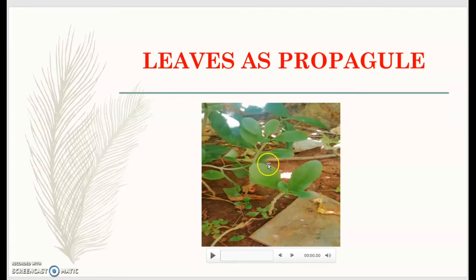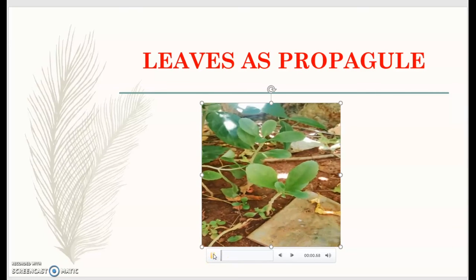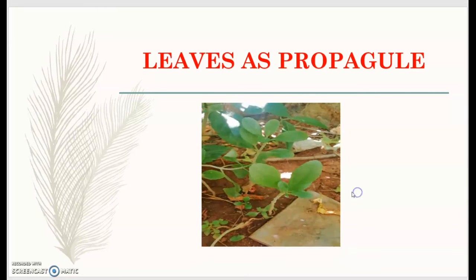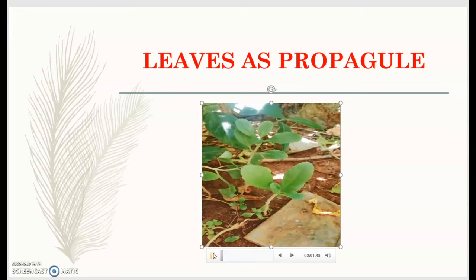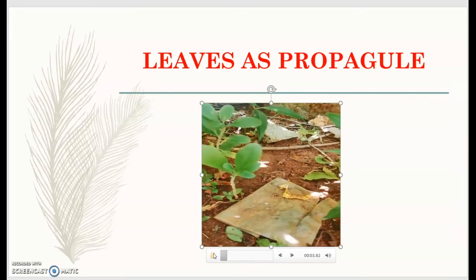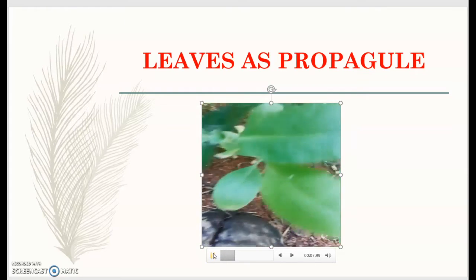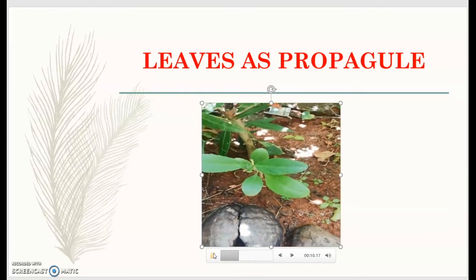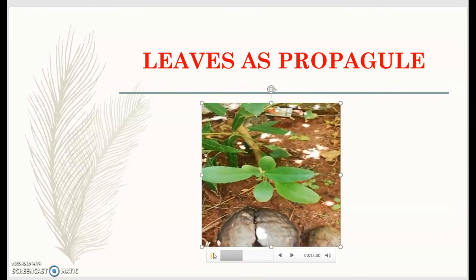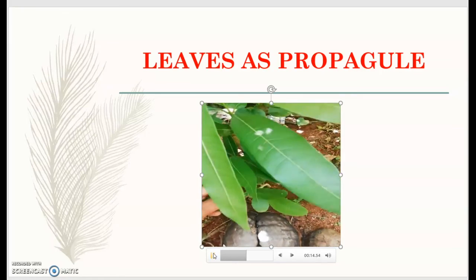This is a very good plant, a kind of ornamental plant. And what you can see in this plant is this leaf. This leaf will later be producing buds. While they grow, small new plants will be produced on the margin of the leaf, and those will get pinched off and grow into new plants. This is just a small plant.